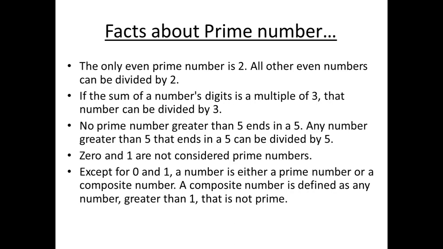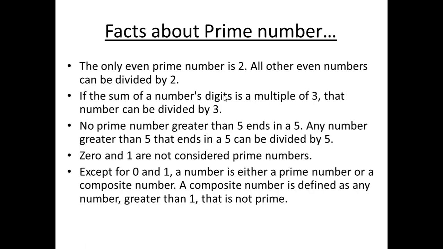So if you are given a very big number, instead of starting with divisions, you just sum up the digits of that number. If the sum of the digits of the number is a multiple of 3, that is, if it is divisible by 3, then the main number is also divisible by 3.